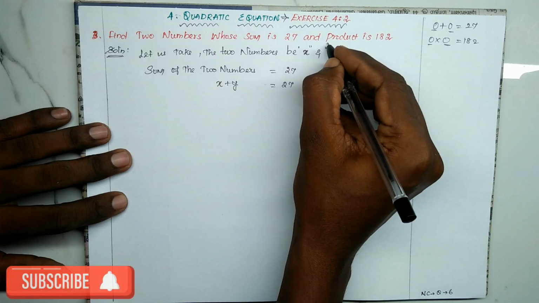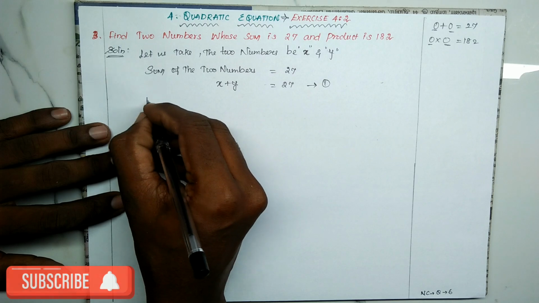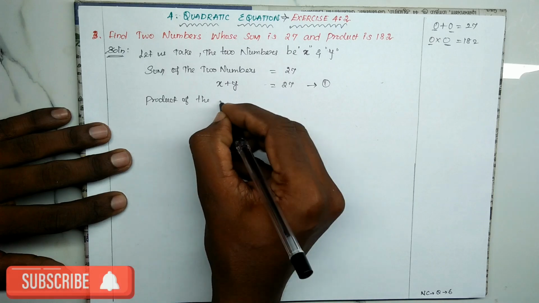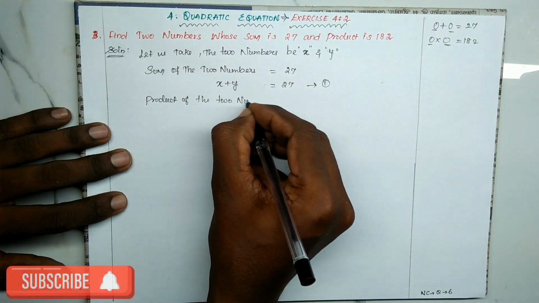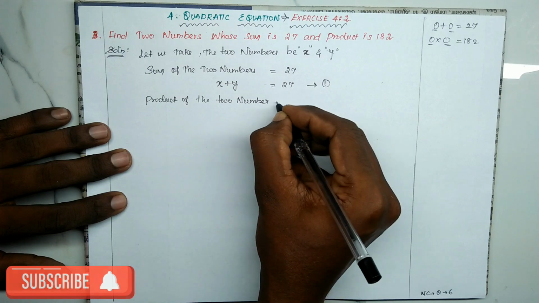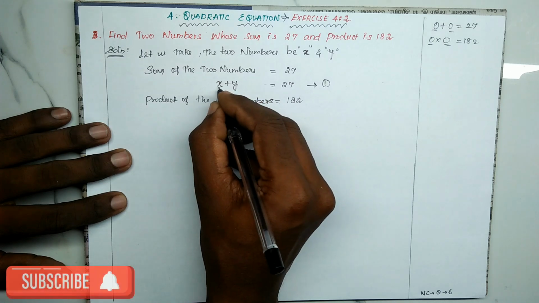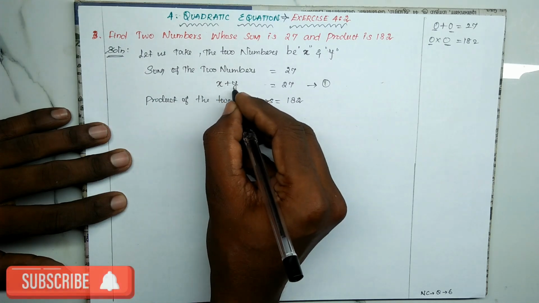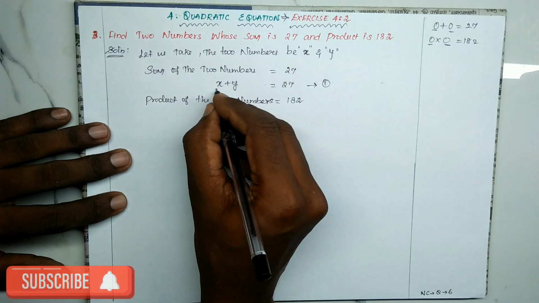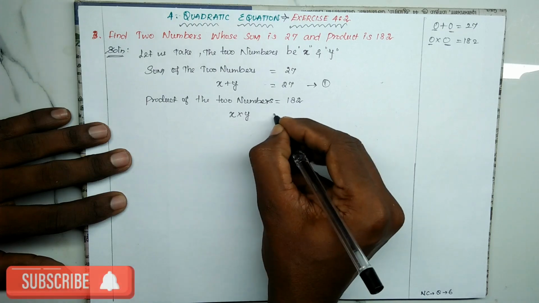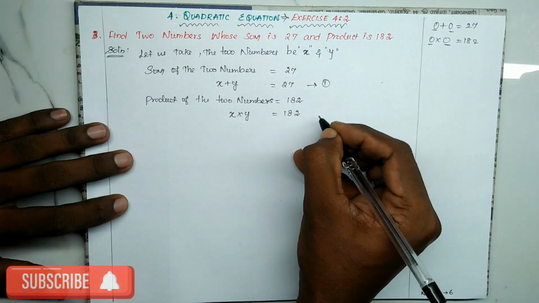And next one, they had given product is 182. So product of the two numbers they had given is 182. Product of the two numbers is 182. So product means x into y. We had taken the first number as x and the second number as y. So product means x into y, that is equal to 182.